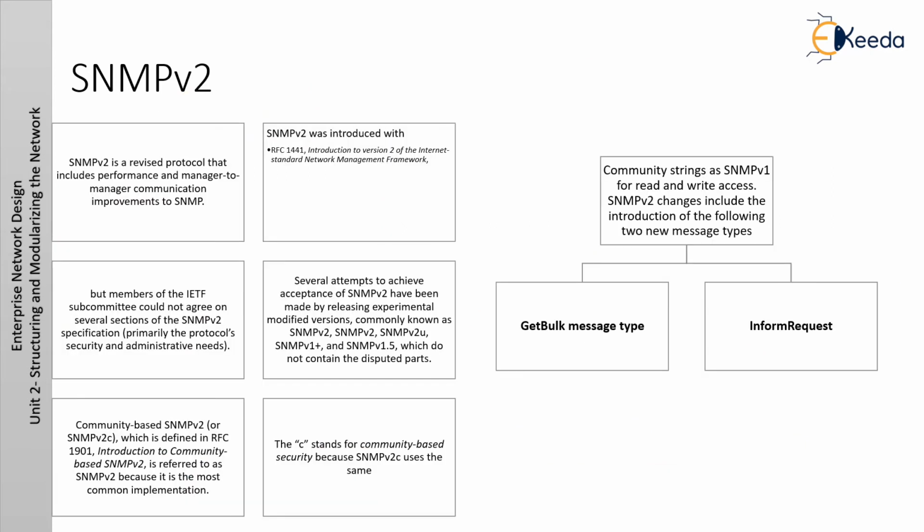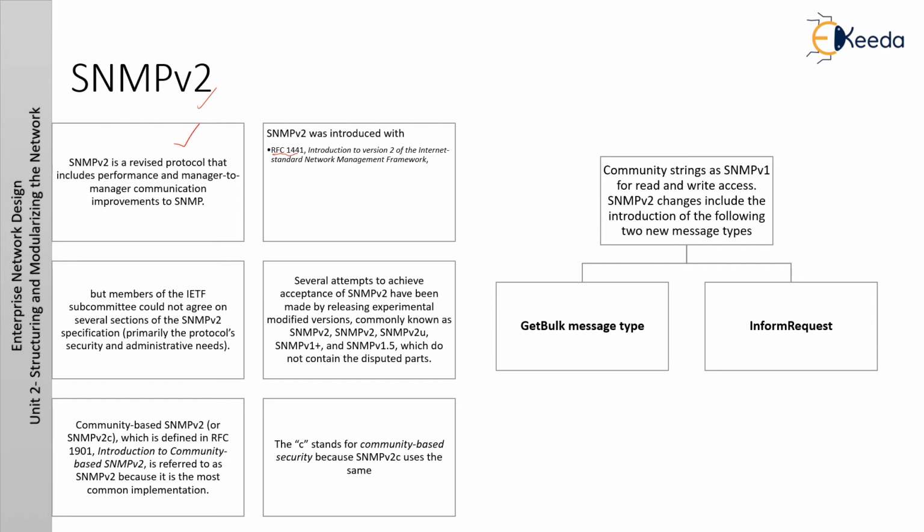SNMP version 2 is a revised protocol that includes performance and manager-to-manager communication improvements to SNMP. SNMP version 2 was introduced with RFC 1441, Introduction to version 2 of the Internet Standard Network Management Framework.